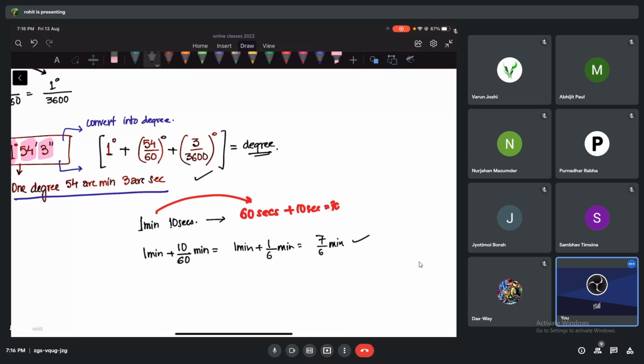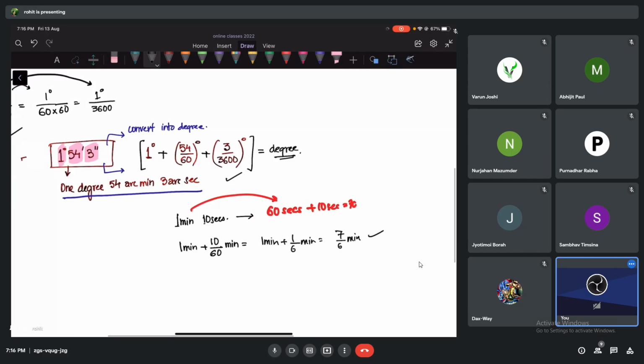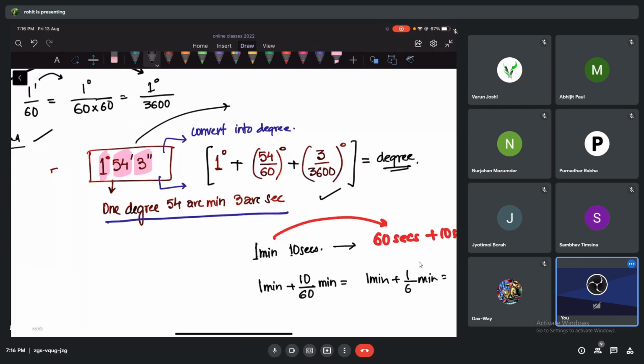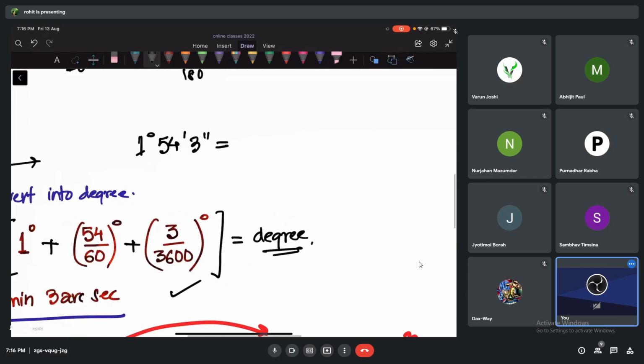So I can convert here also, anything you want. If I want to convert 1 degree 54 minutes and 3 seconds into seconds, how will I do it, guys? How much is 1 degree in terms of seconds? If you have a brain, you can tell me. Very good, 3600 seconds. So I've converted 1 degree into seconds.